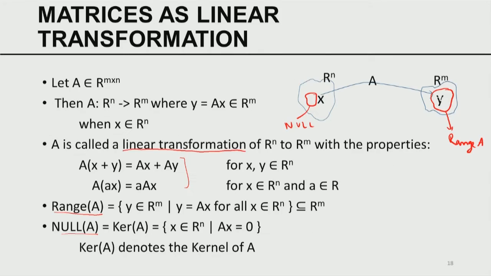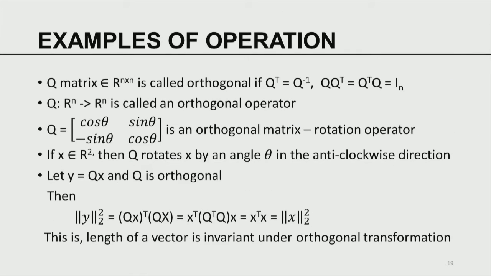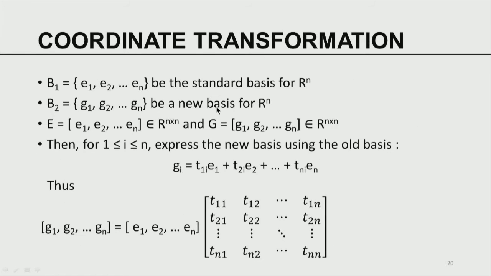Now I am going to talk about examples of certain operations. Let Q be a matrix. The matrix Q is called orthogonal if Q transpose is equal to Q inverse. Q maps Rn to Rn and is called an orthogonal operator, which is a linear transformation.